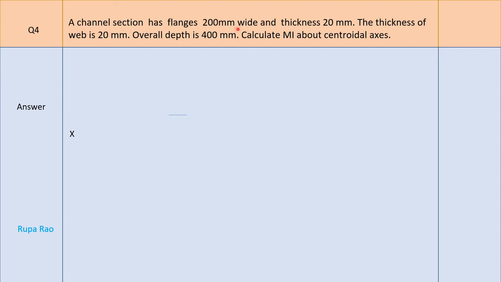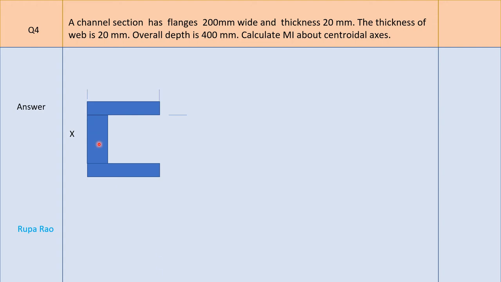A channel section has flanges 200 mm wide and 20 mm thick. The thickness of the web is 20 mm. Overall depth is 400 mm. Calculate the moment of inertia about the centroidal axis. So here is the channel section. This is the top rectangle, this is the vertical rectangle, and the bottom rectangle. The top and bottom rectangles are called flanges, and the vertical rectangle is called the web.